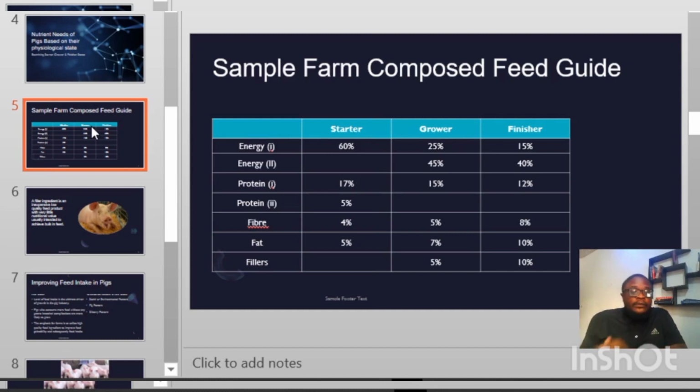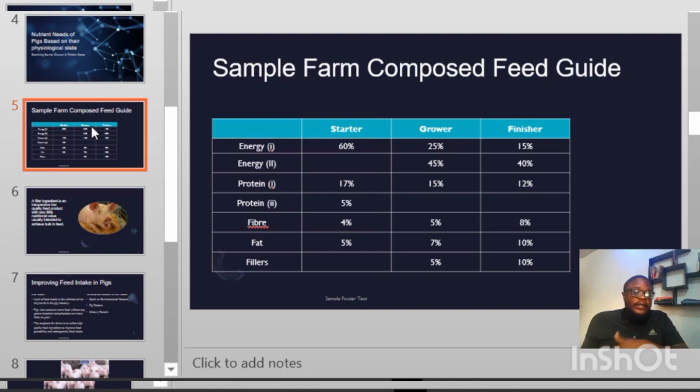Alright, so to be clear, we have energy 1, energy 2. Now the difference really is energy 1 is the main feed ingredient, while energy 2 here refers to waste products or byproducts of the main feed ingredient. Okay, just like you have cassava, you now have cassava peels, which come off the cassava. Protein 1 and protein 2.